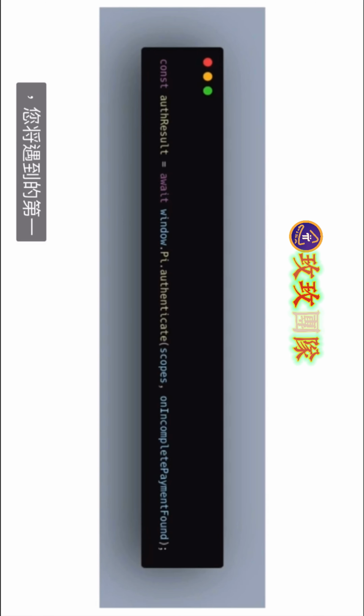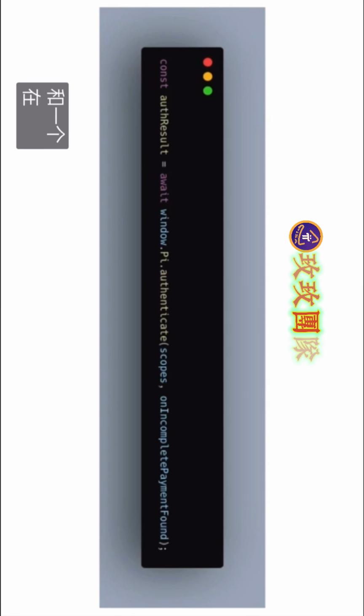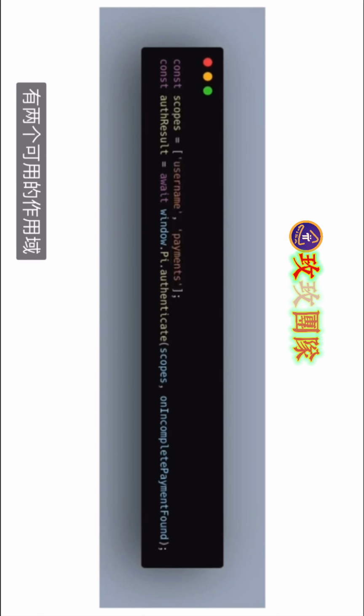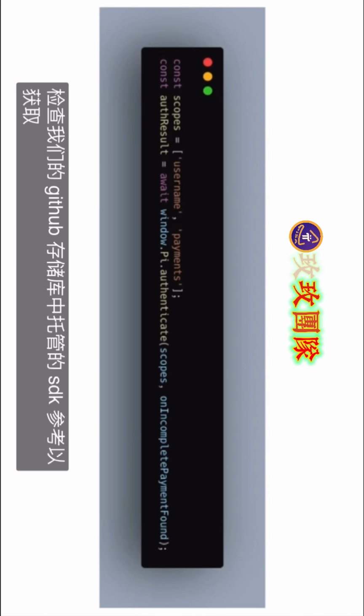The very first function you'll encounter is the authenticate function. It takes an array of strings called scopes and one callback function called onIncompletePaymentFound. There are two available scopes, which are username and payments. For now, the scopes feature is still a work in progress. What that means is the authenticate function will consider both scopes requested for now. Nonetheless, you should implement your app with only relevant scopes. Check our SDK reference hosted on our GitHub repository for future updates.